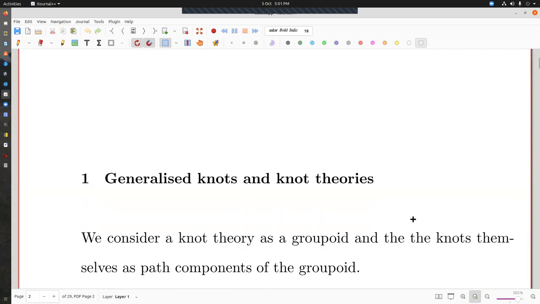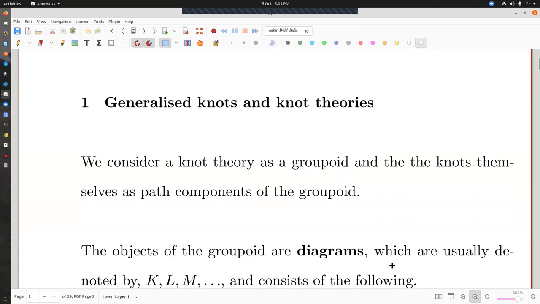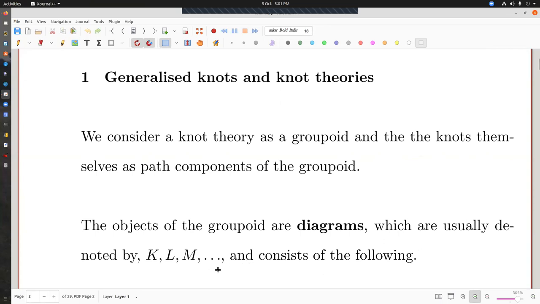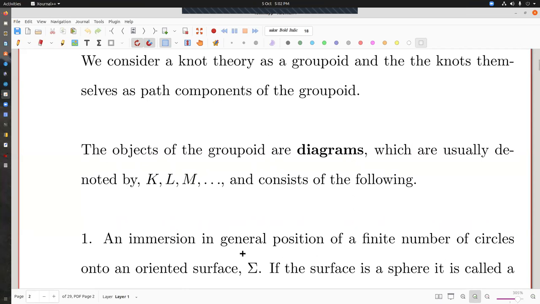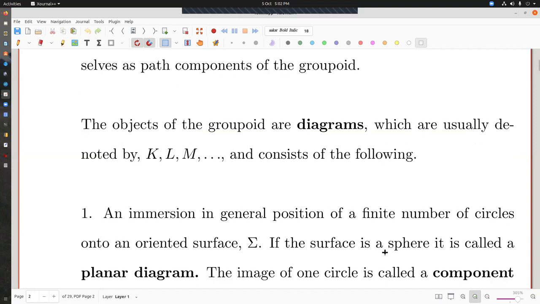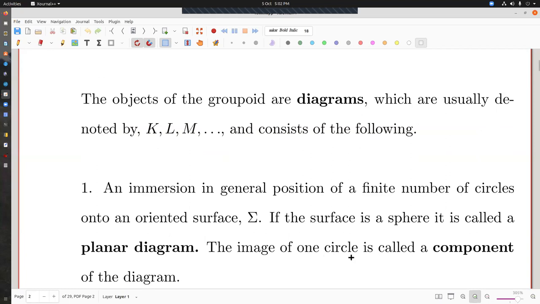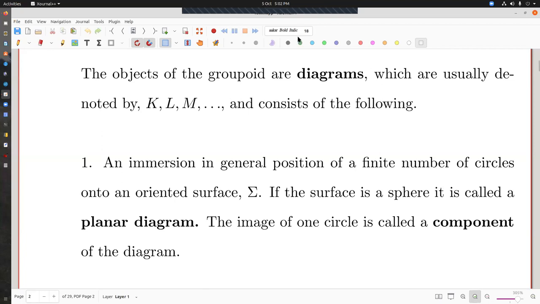So what do we mean by generalized knot theory? It's a groupoid, that's one way of looking at it, and the knots themselves are path components of the groupoid. So what are the objects of this groupoid? These are diagrams, usually denoted K, L, M, etc., and consist of the following. An immersion in general position of a finite number of circles into an oriented surface sigma. If the surface is a sphere, it is called a planar diagram. The image of one circle is called a component of the diagram. Okay, so far.